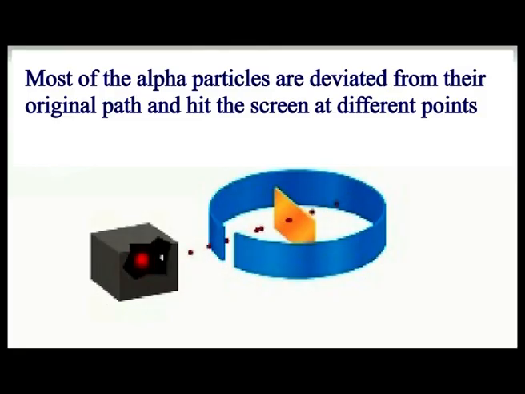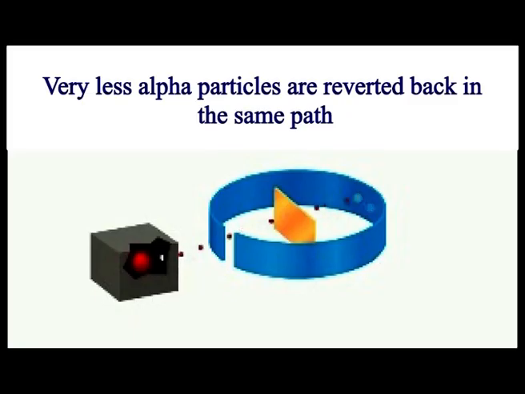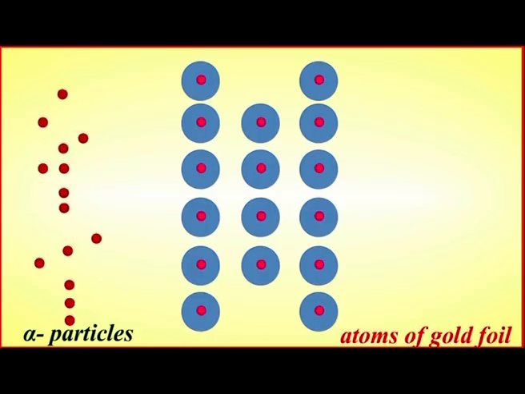Look here, my dear children. Most of the alpha particles are deviated from their original path and hit the screen at different points. The deviation of alpha particles from their original path is known as scattering. Very less number of alpha particles have reverted back in the same path.